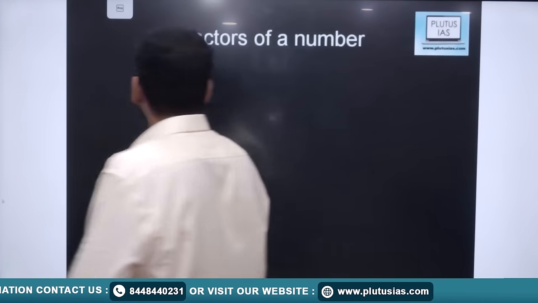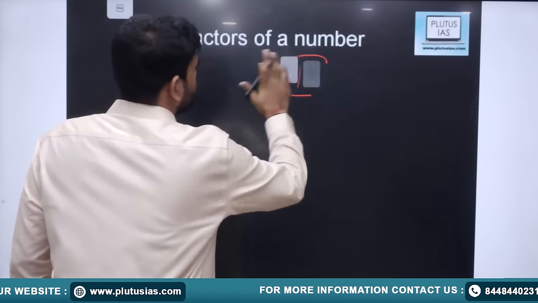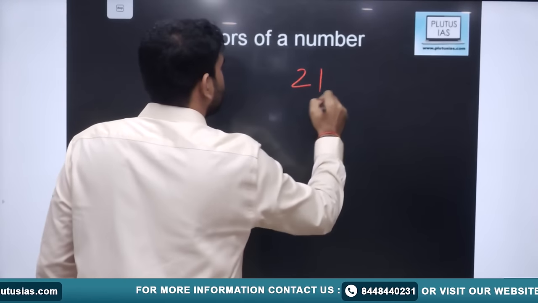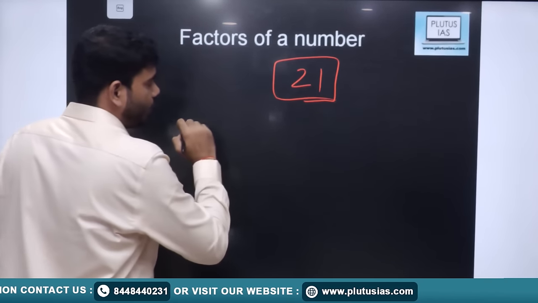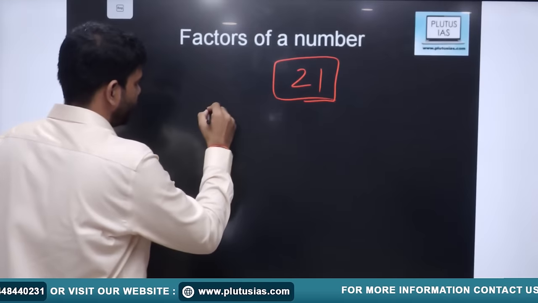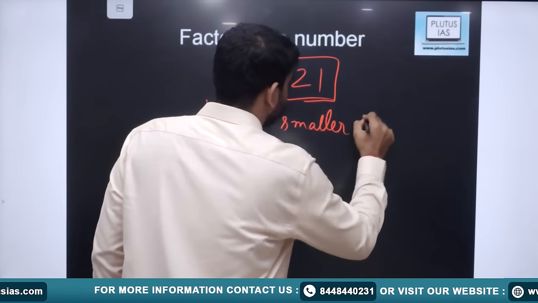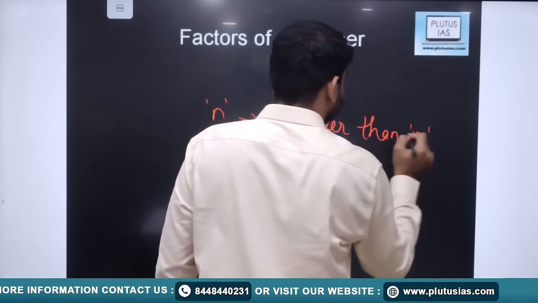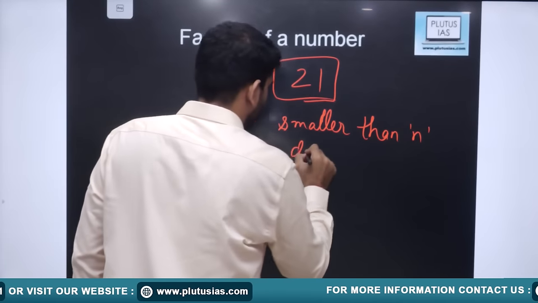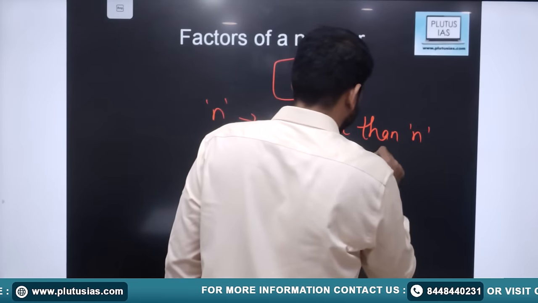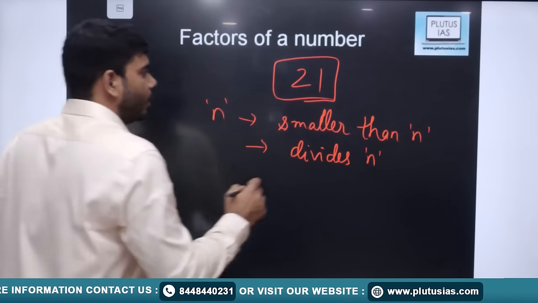So factor of a number, this is also a very simple thing. Let us say we take a number, 21. Right, we take any random number. A factor of a number is any number which is smaller than the given number. For definition purposes, let n be any number. Any number that is smaller than n and that divides n is a factor of n.